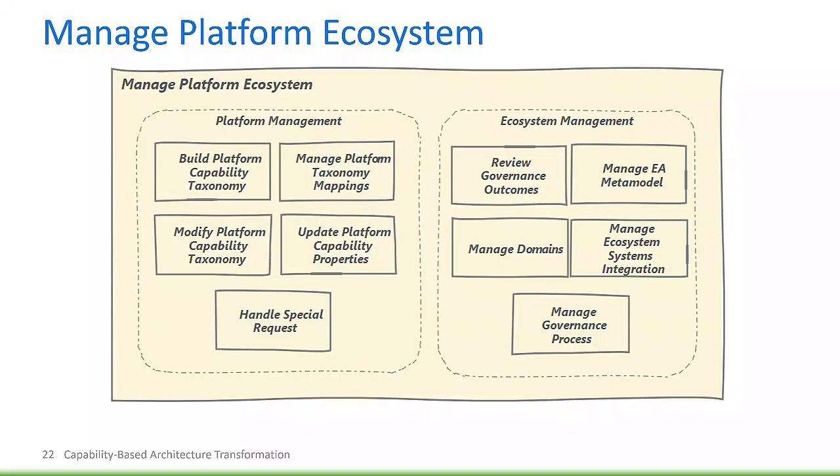And then there are all the mappings that need to be put in place about how capabilities are mapped to brands and products and APIs and applications. How do we manage that? What happens when people need to change the platform taxonomy or update some of their properties? And then for the ecosystem itself, we wanted to make sure that we've got something in place to manage the overall governance process and review the outcomes of that governance process, because one of the things we want to be very thoughtful about is making sure that these processes don't become overly bureaucratic.